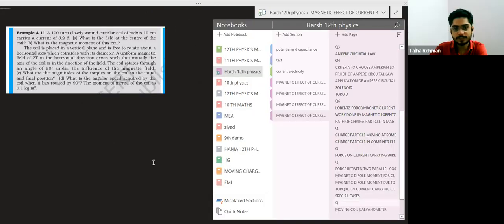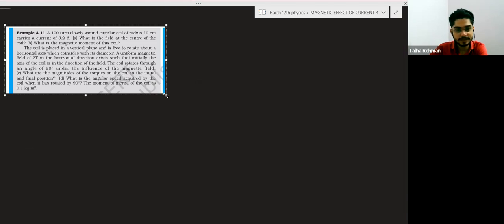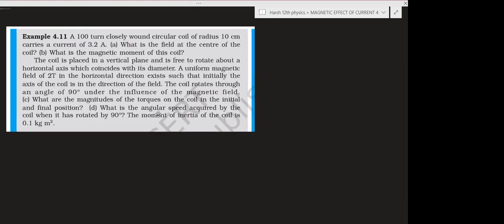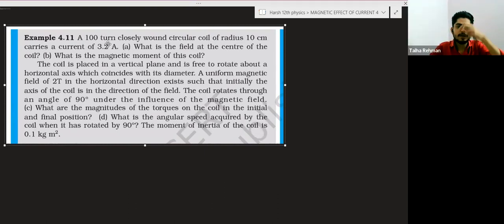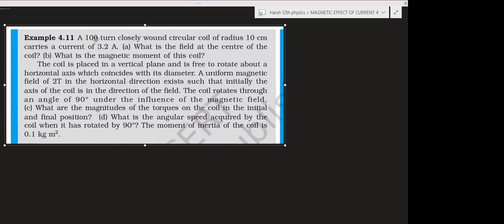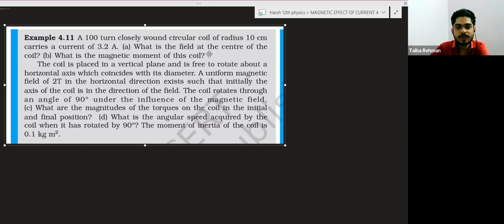So we have one question on it. This question is from NCERT, a very good question. In this question, they are saying a 100-turn closely wound circular coil of radius 10 centimeter carries a current of 3.2 ampere, and the number of turns is 100. What is the field at the center of the coil? Second, what is the magnetic moment of the coil?